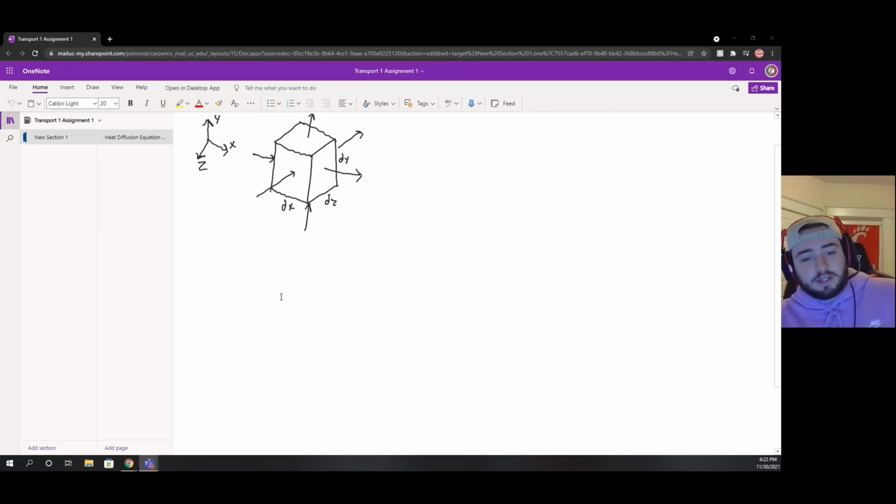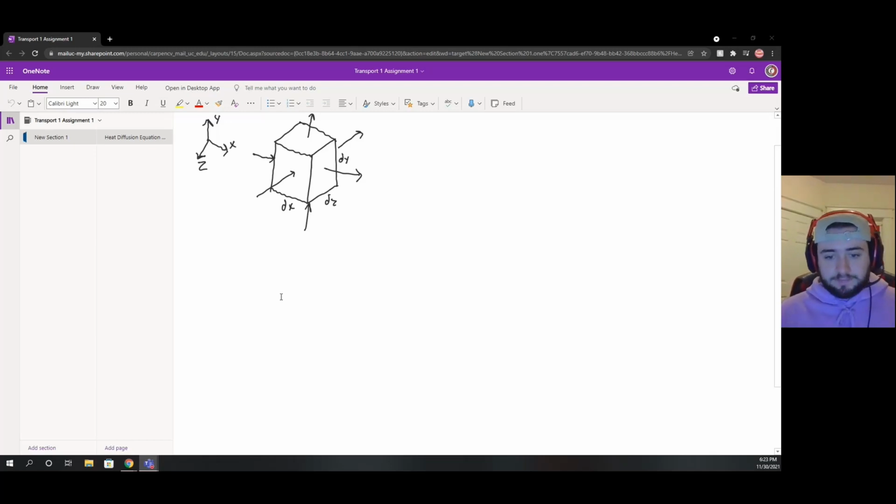We're going to derive the heat diffusion equation in both Cartesian and spherical coordinates. We'll start off with the Cartesian version, and what we really want to understand about this equation is what energy is being stored in a set volume within the dimensions of dx, dy, and dz, as you can see on your screen in front of you.